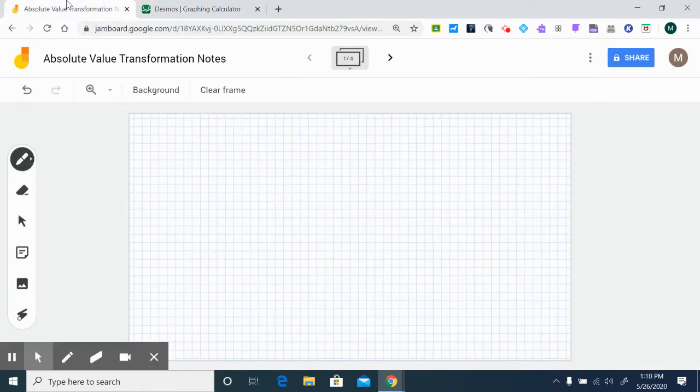Alrighty, so moving it on over to here. Okay, so first things first. y equals the absolute value of x is our parent function for absolute value. I'm going to draw myself a graph here.